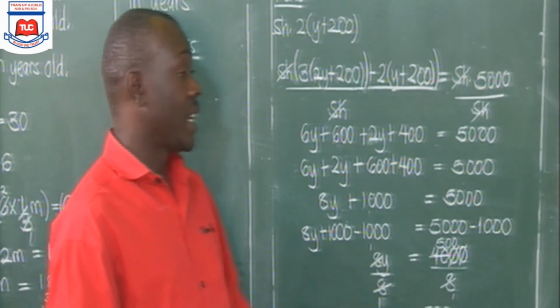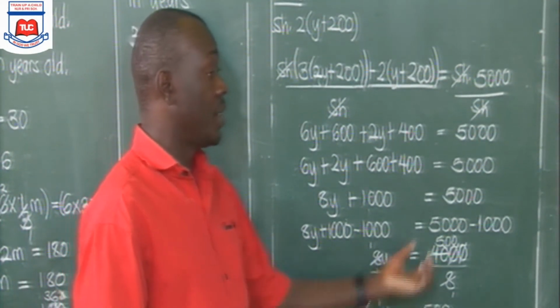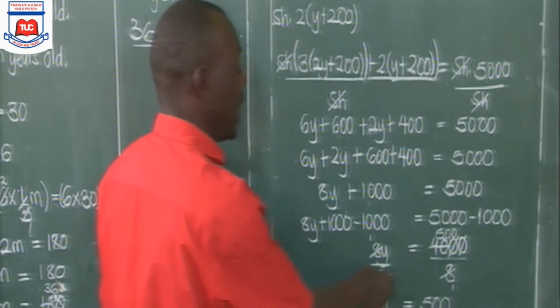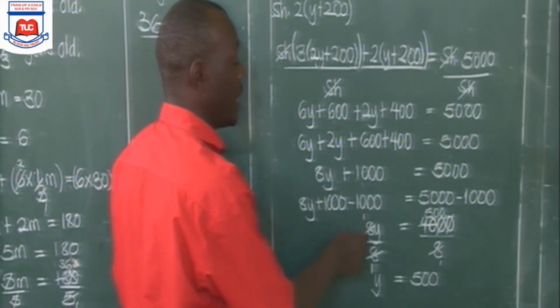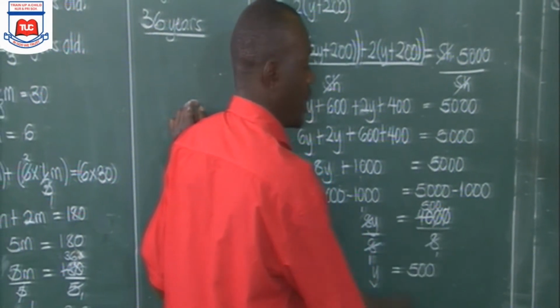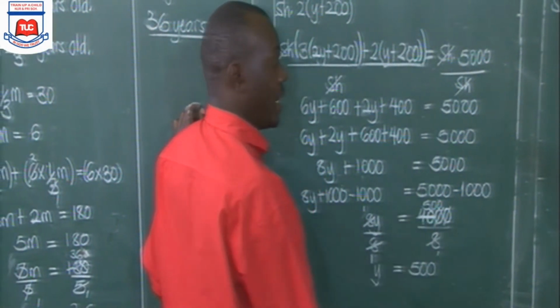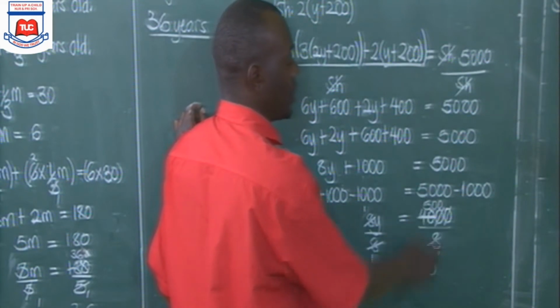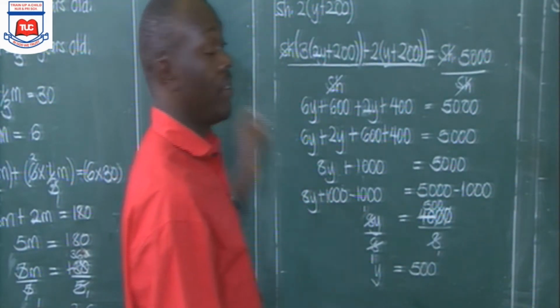Then divide either side by 8. That's 8y divided by 8 equals 4,000 divided by 8. 8 divided by 8 is 1, so 8y divided by 8 is y. 40 alone divided by 8 is 5, and then the 2 zeros, to get y as 500.